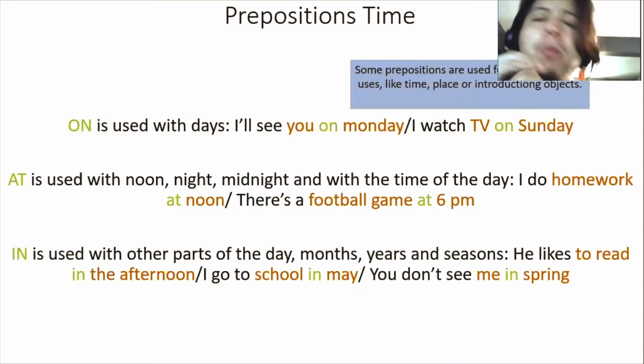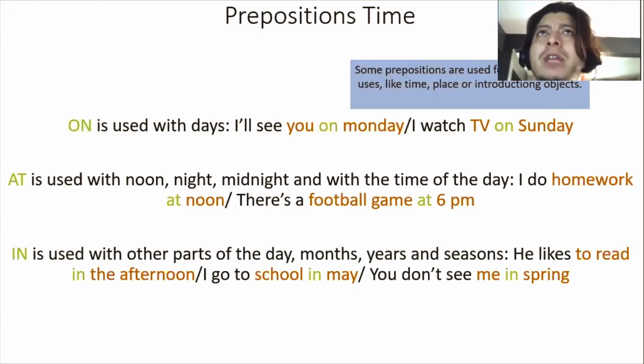I do homework at 6 o'clock. There is a football game at 6 p.m. I will be doing the laundry at 9 tonight. Okay, if you're going to use noon, night, midnight, or a specific time in the day, 6, 6:30, 3, or whatever, you need to use the preposition at: at 3, at midnight, at noon, at some point.